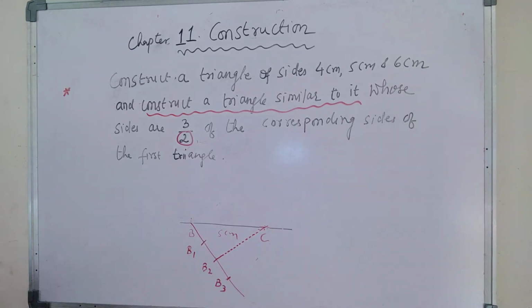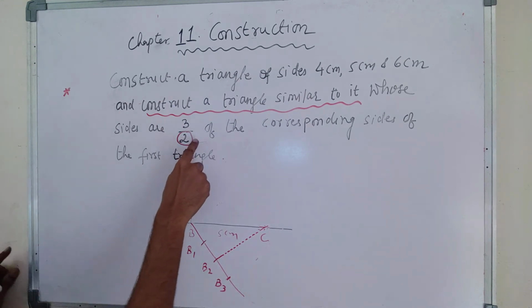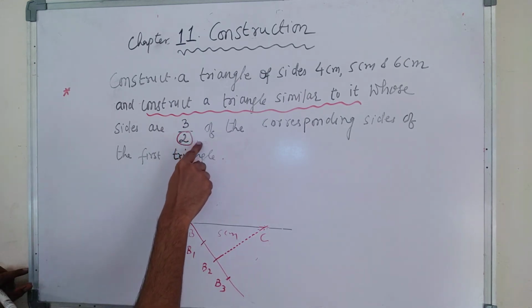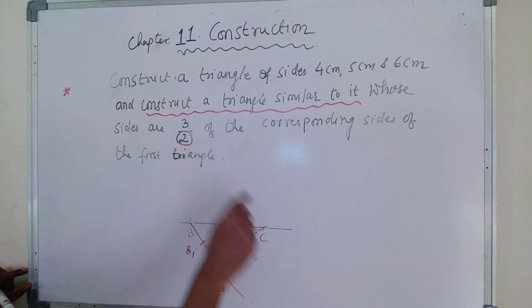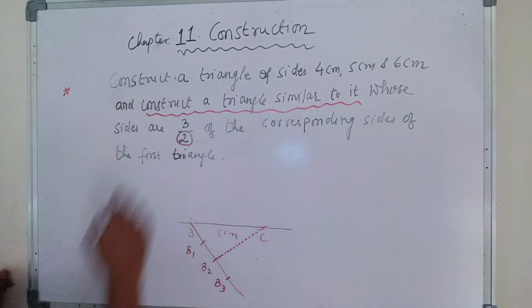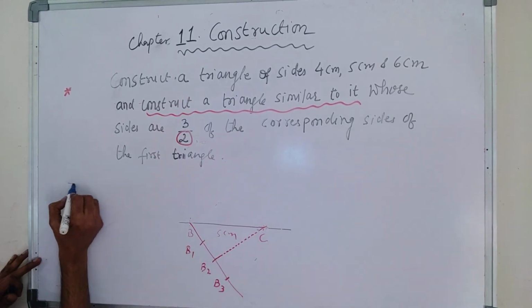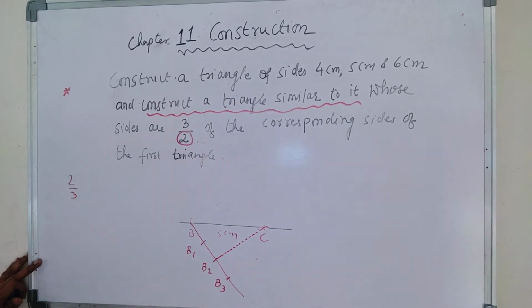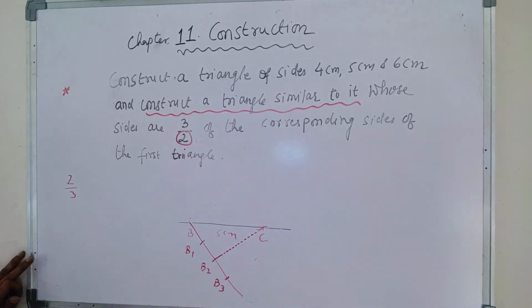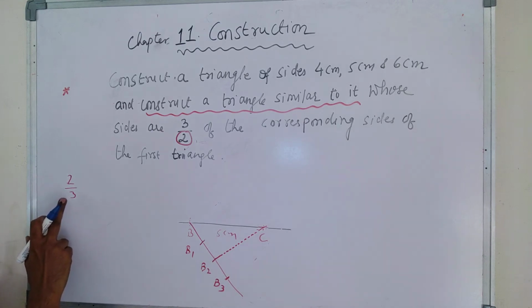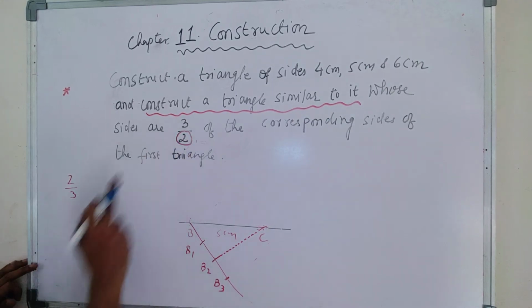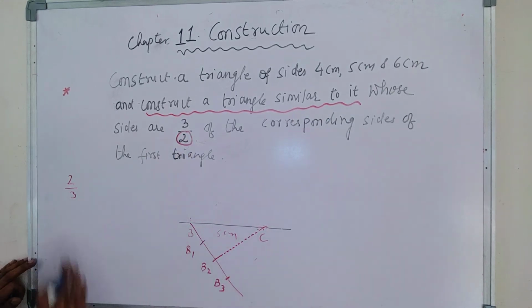You have to take care how many segments there are, but while joining, I told you to join the number which is in the denominator with the endpoint. Last time it was 3 by 2, 2 by 3. So what did we do? We joined the third point, that means your B3, with C. Now here it is the second part, so I am joining B2 with C. That is the only difference.